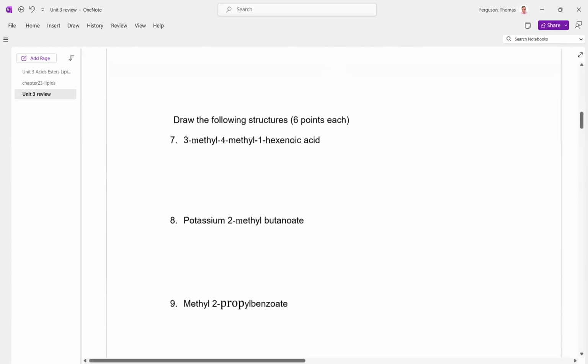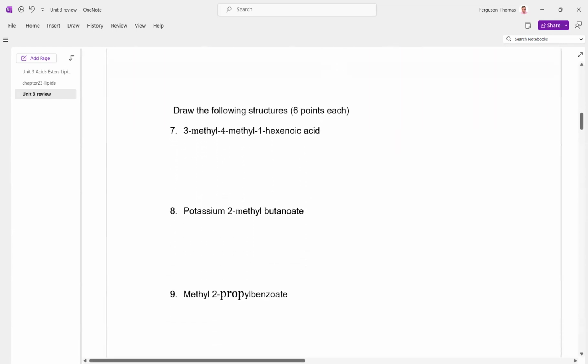Okay, so we're going to draw the following. Okay, hexanoic acid, double bond on number 1. And notice I didn't say cis or trans, so you can draw either one.